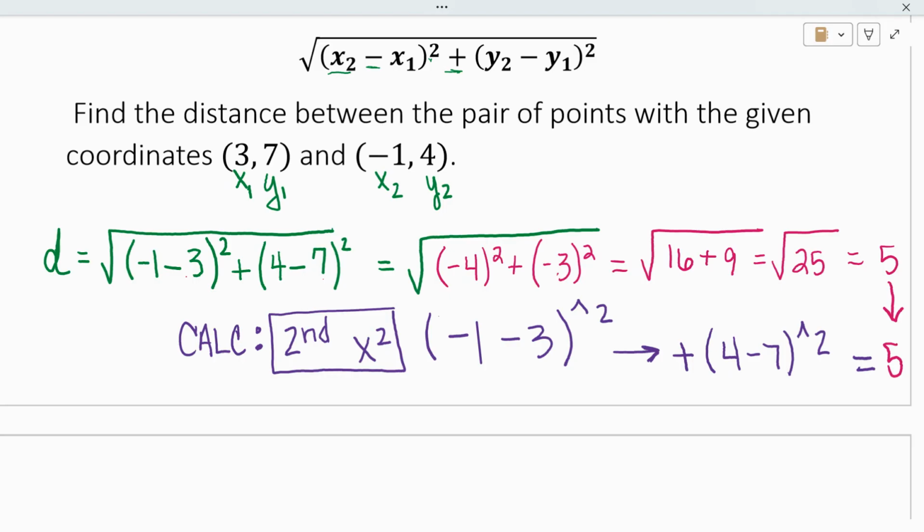Parentheses, -1 minus 3. Perfect. Close your parentheses. And then you can just hit x squared. There you go. Plus parentheses, 4 minus 7 squared. There you go. Perfect. Okay. Do you guys feel good about that? All right. Okay, so let's turn the page.